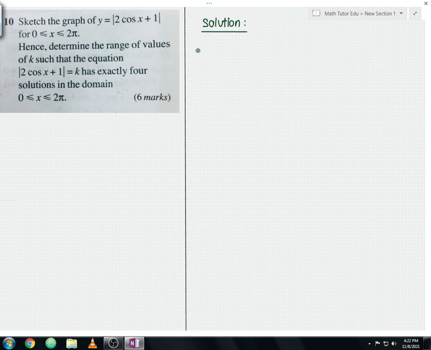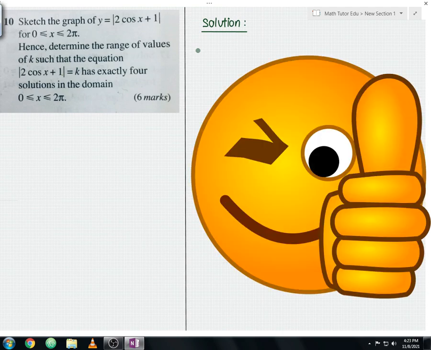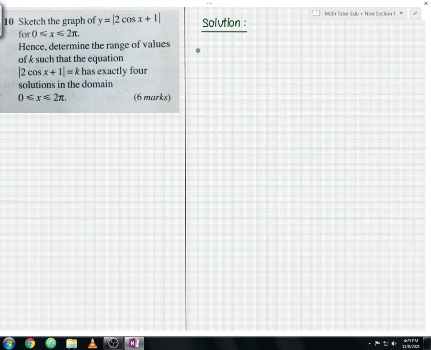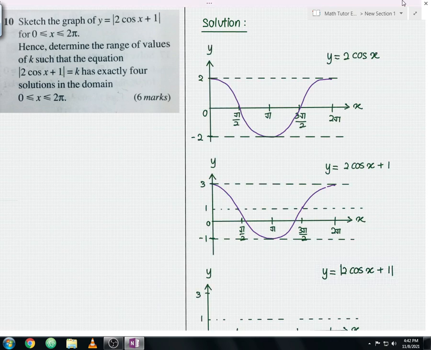So I hope that you will attempt this question in the future. If you could manage to solve this question, a big thumbs up to you guys. But if you can't solve this question, no worries. I'm going to show you the step-by-step working and the solutions. So without further delay, let us start to solve the question. Let us begin our discussion.